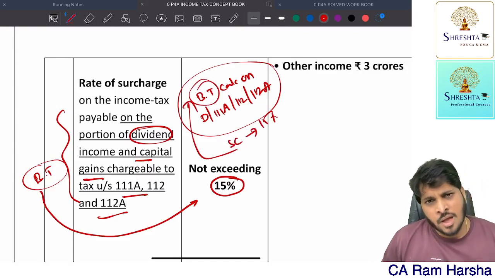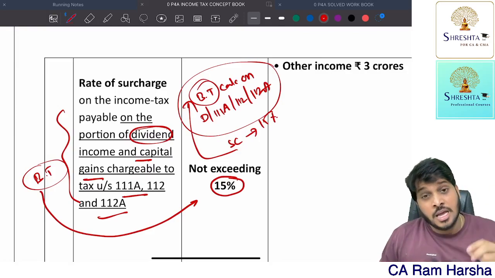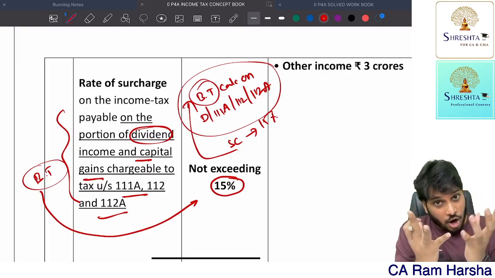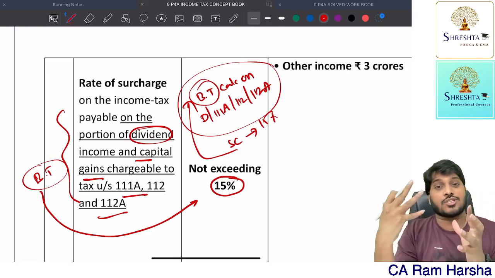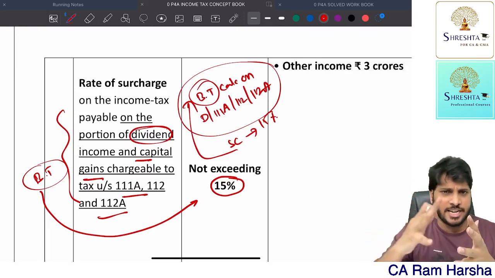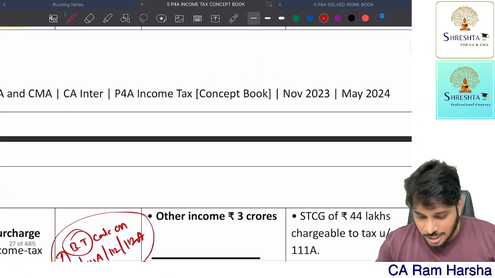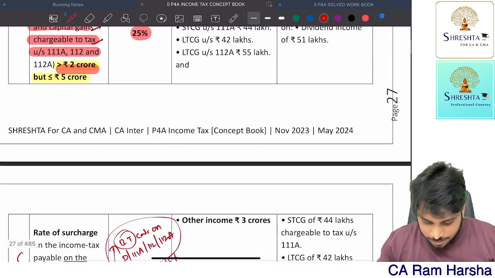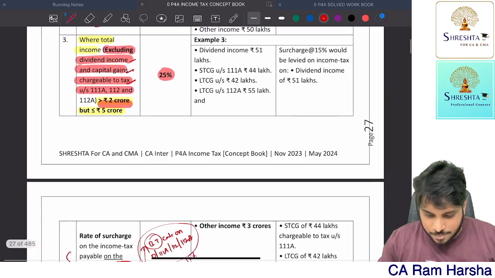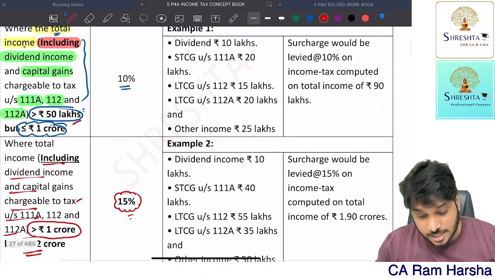Maximum 15. Remaining all other incomes put together, if it is crossing 2 crore, not exceeding 5, surcharge is 25%. Like you see here, let us look at this example. You see here, example number 3, or else from the first example we will calculate.